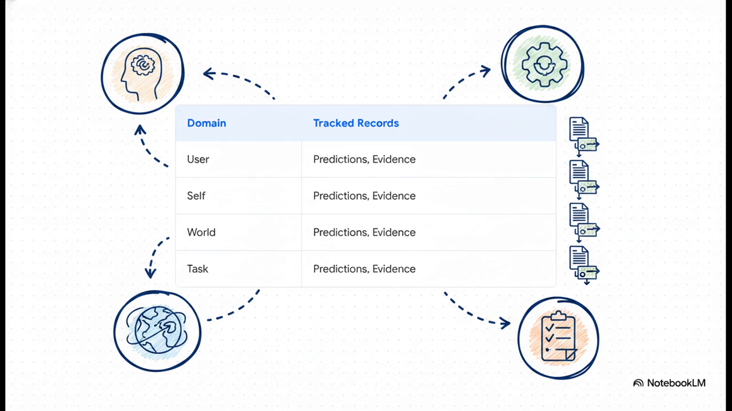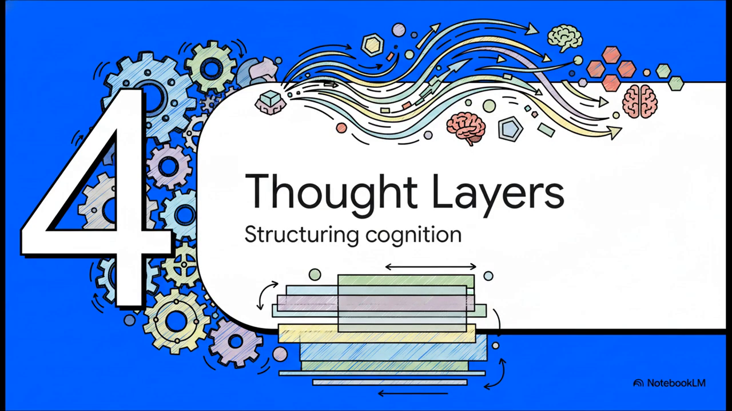So when your agent updates its understanding of a task, it doesn't just quietly overwrite an old log. Instead, it actively emits a brand new prediction or revision record. This guarantees a continuous, fully auditable trail of its evolving understanding. Which brings us to Section 4, Categorizing Thought Layers.